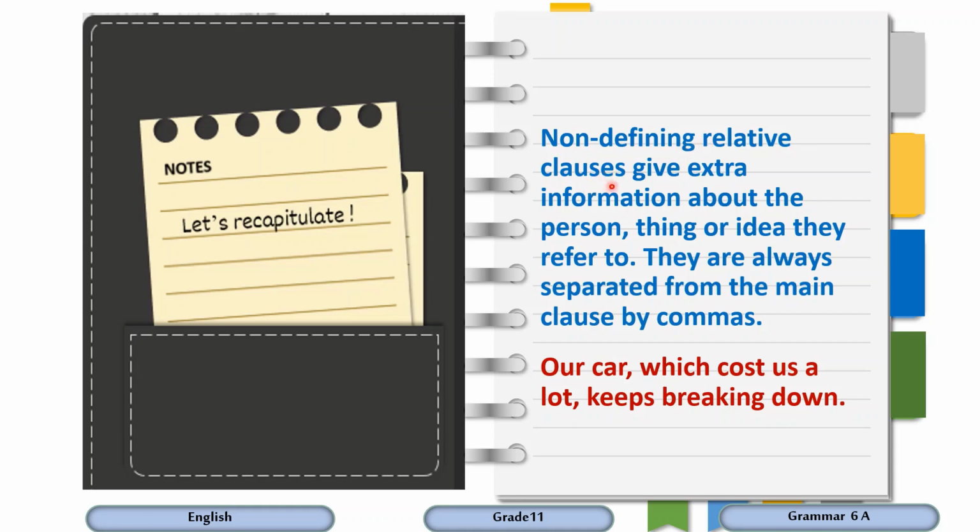Non-defining relative clauses give extra information about the person, thing, or idea they refer to. They are always separated from the main clause by commas, which means if we omit this clause, it will not really affect the meaning of the sentence. Our car keeps breaking down. This is the main idea of the sentence. Which cost us a lot is just extra information. That's why it's separated by commas, and it is called a non-defining relative clause.